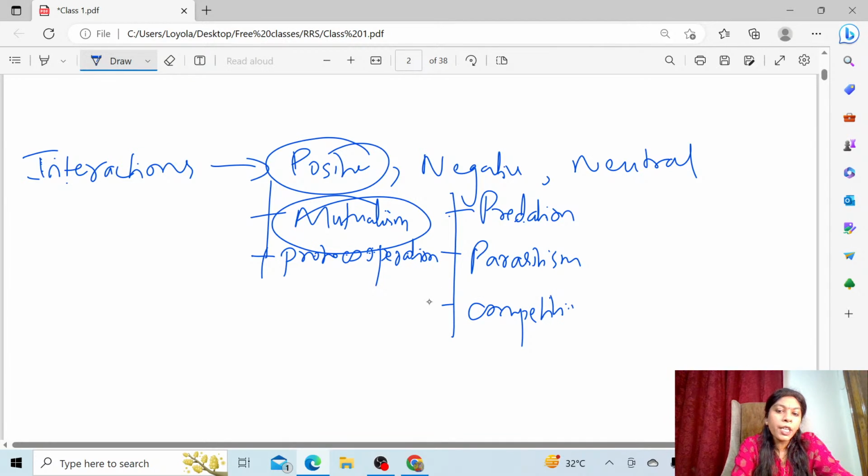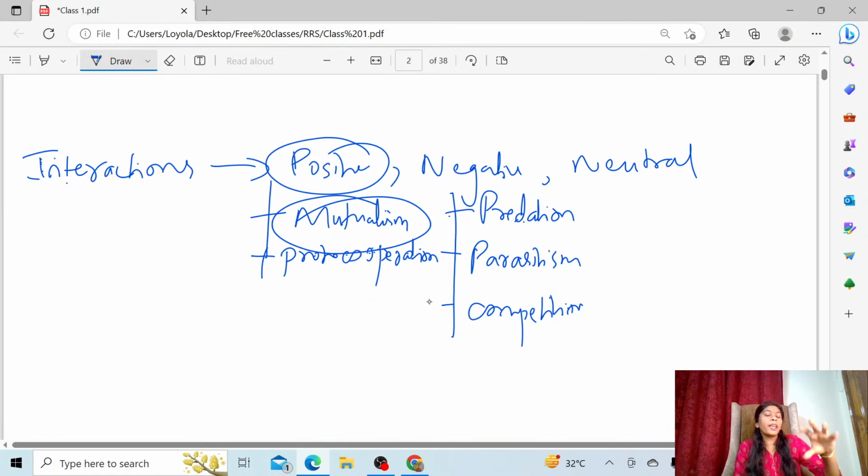So in predation, the animal is the one who is going to eat the other one. So this is negative. One is benefited, another is harmed. If there are two species, one is benefited, the other is harmed. So in predation, the one which is getting the benefit will be bigger in size than the one which is going to get affected.